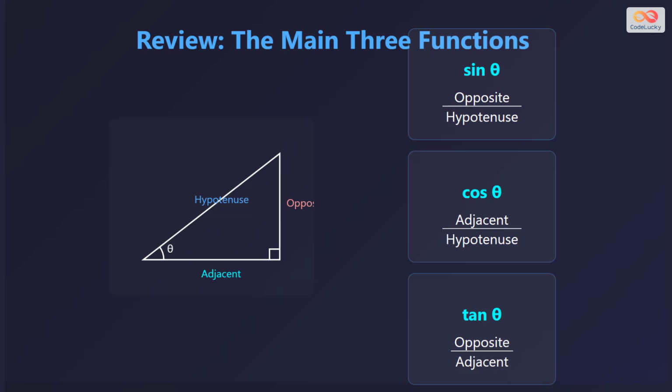Before we dive into the new stuff, let's quickly review the basics. Remember SOHCAHTOA? Sine is the opposite side over the hypotenuse. Cosine is the adjacent side over the hypotenuse, and tangent is the opposite side over the adjacent side. These three ratios are the building blocks of right triangle trigonometry.